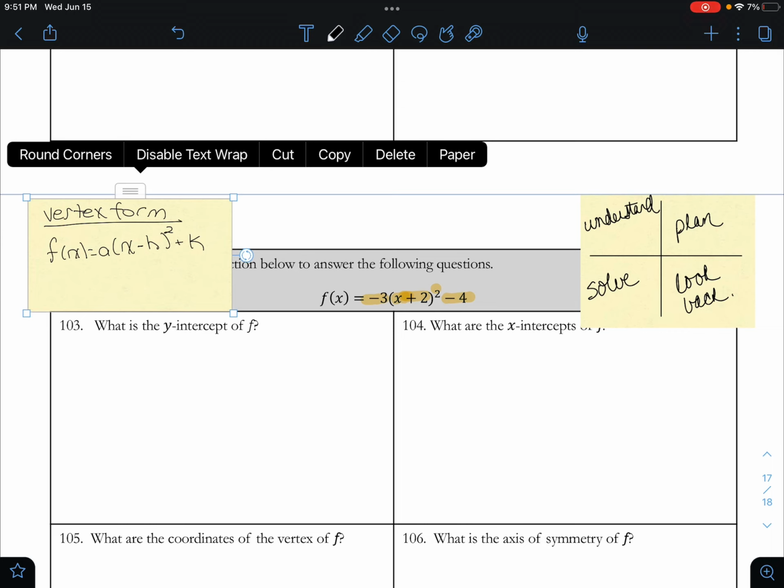Okay, now what else do I notice? I definitely noticed that the parabola is going to be facing down because I got that negative 3. And whenever that a is negative, it means it's going to face down. I also notice it's going to be kind of a squished parabola because of that negative 3.